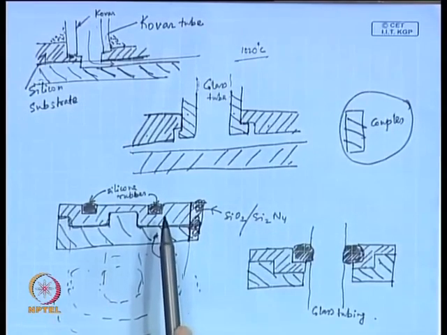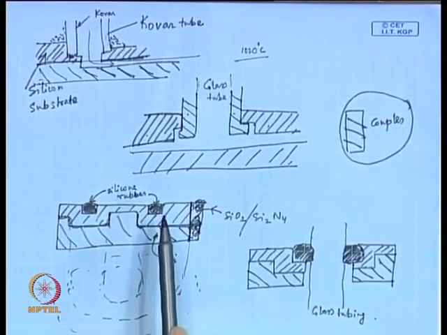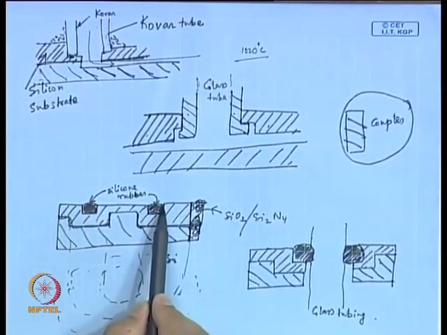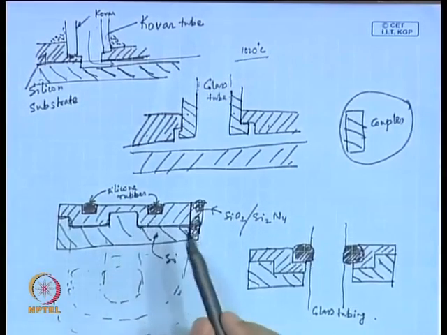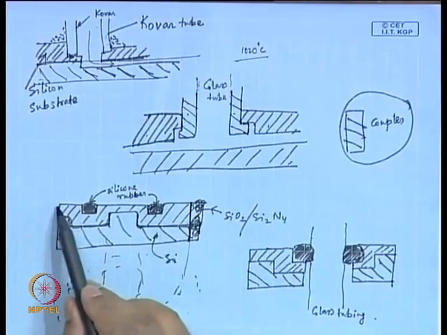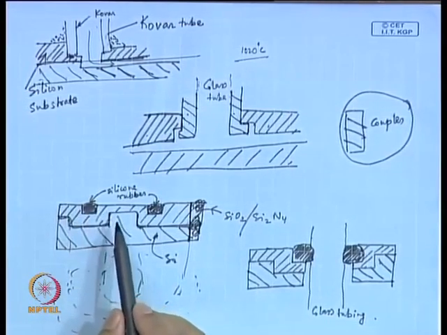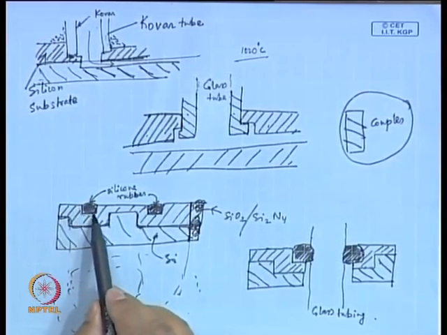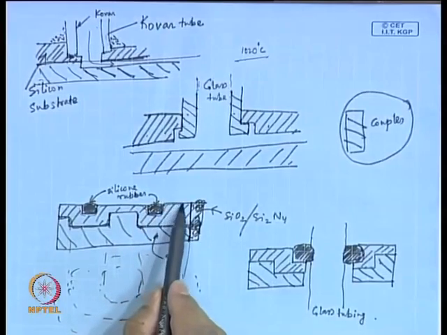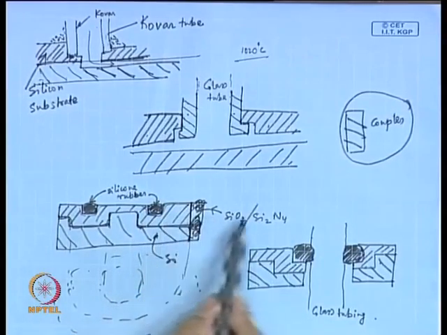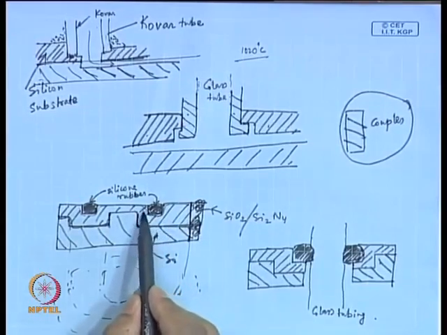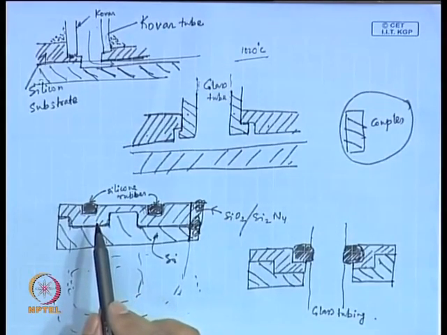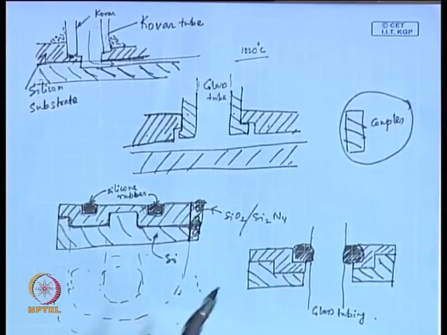On top of that, silicone rubber will be squeezed into the cavities. Here you make a cavity. Since you form this annular layer, when you make a coating of SiO2 or Si3N4, automatically these portions will also be dipped like this. So, you have a cavity here, and that cavity will be filled by silicone rubber. So, silicone rubber will be squeezed into this cavity.